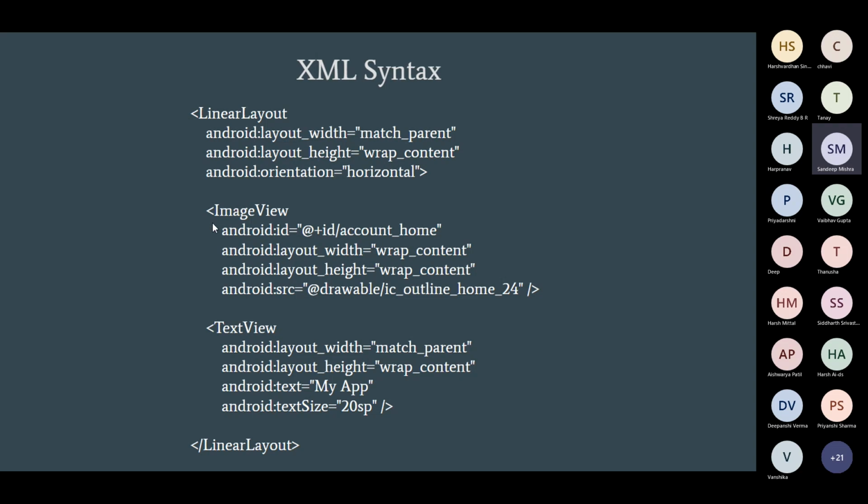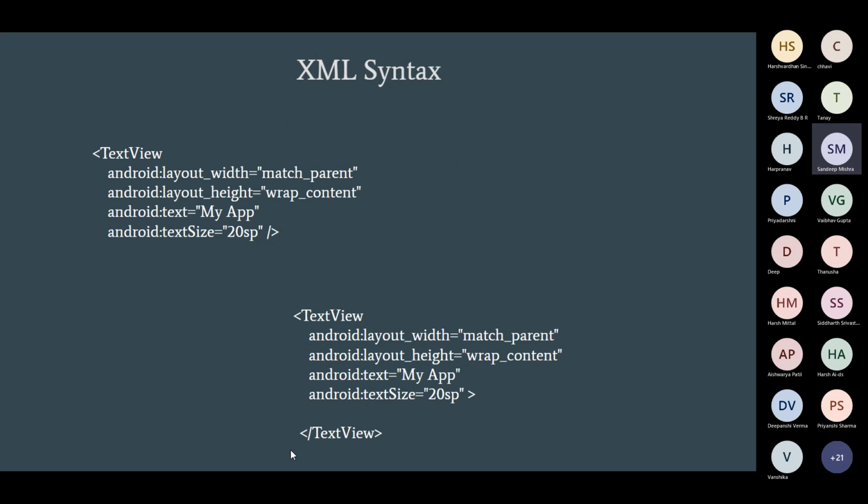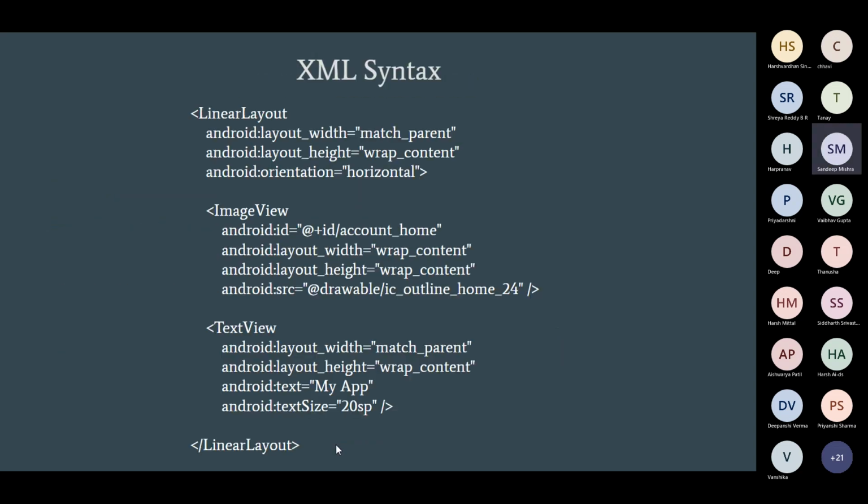After that, we are adding our two image views, just opening them and then closing them again, opening and then closing our text view. And after that, we are closing the linear layout. So that's it about the XML syntax. It's quite easy. You just have to remember to open and close, open and close, and just close it after some time if you want to add some views inside that.